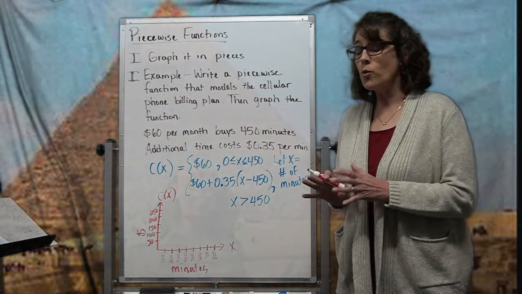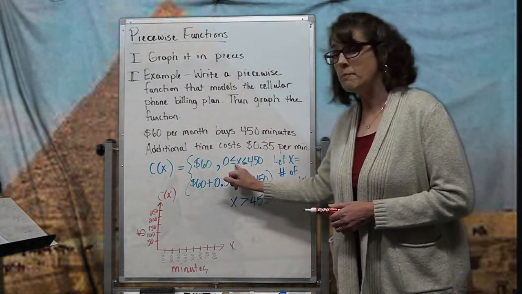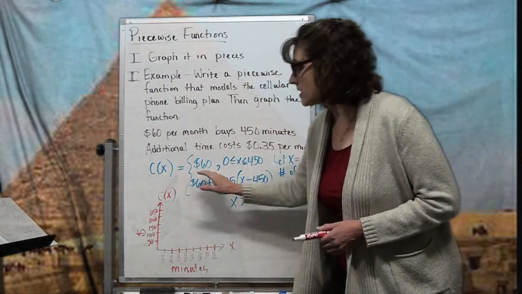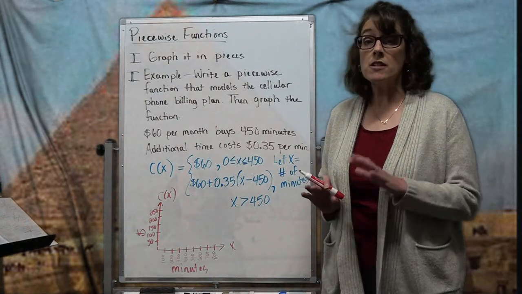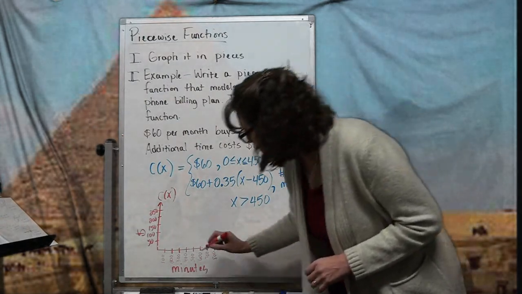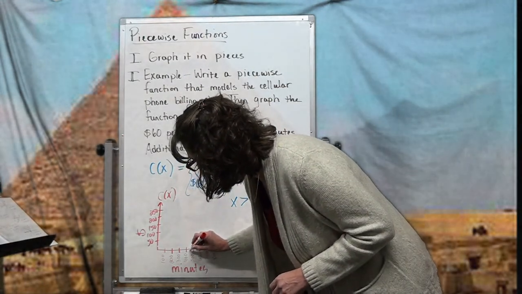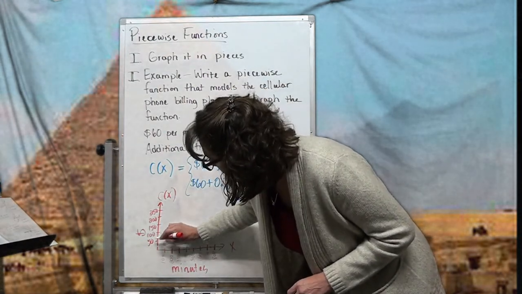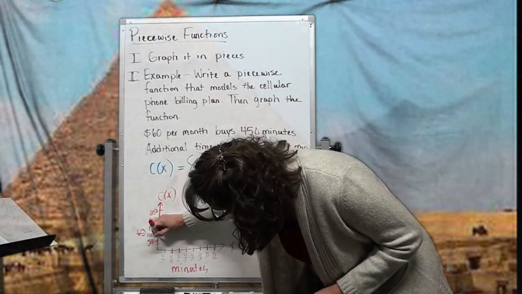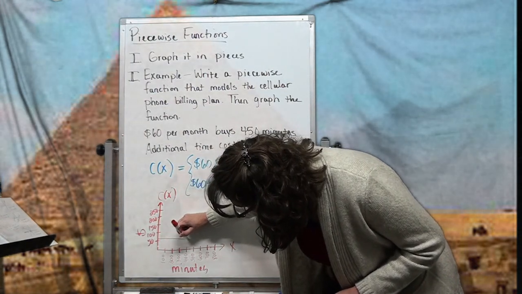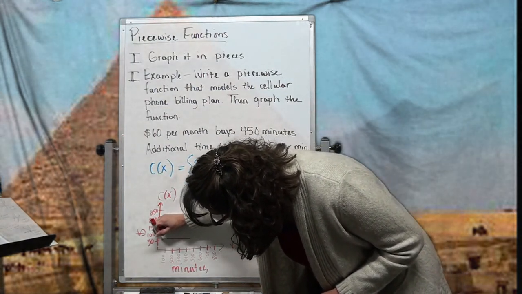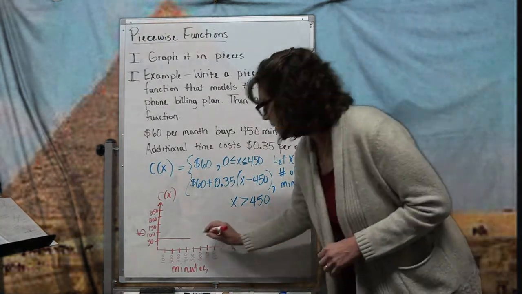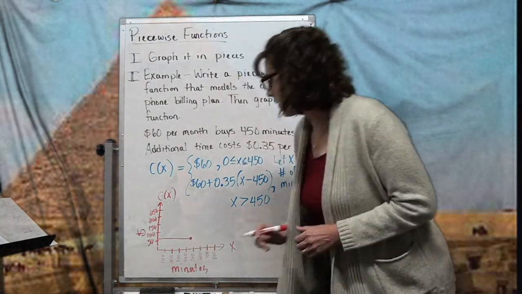Now, in order to graph it, notice that my time, my x, going from 0 to 450 right here is a flat rate of $60. It doesn't fluctuate. It doesn't change at all. So all the way up to this point right here, it's going to be 60 bucks flat rate. Now this would be 75, so a little bit below that. It's going to look like this, all the way up to 450. Now the 450 is included, so I'm going to put my closed circle there.